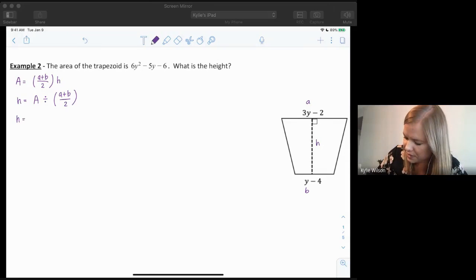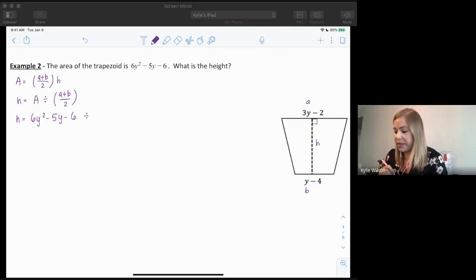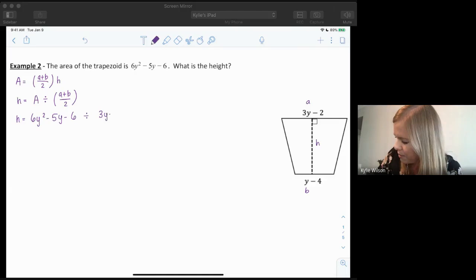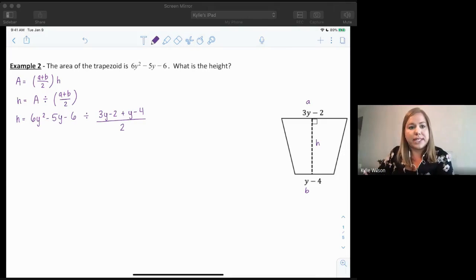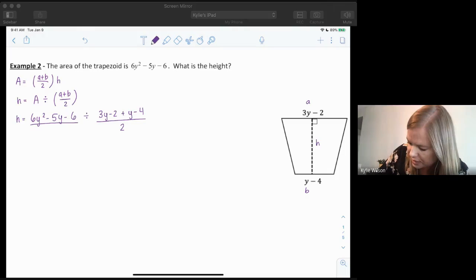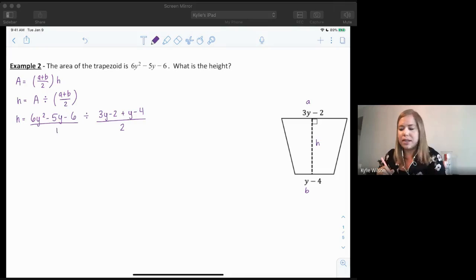So my height is equal to my area, which from my question is 6y squared minus 5y minus 6, divided by, so I'm just going to sub in A, which we said was 3y minus 2, plus B, which is y minus 4, all over 2. And the other thing I'm going to add in here is underneath this, there's just a 1, just as a reminder that we are dividing fractions. So now let's do some simplification, and we'll do some factoring and collecting like terms.